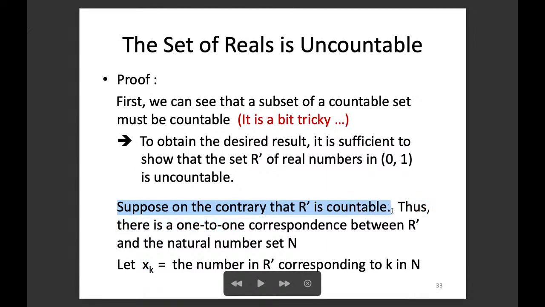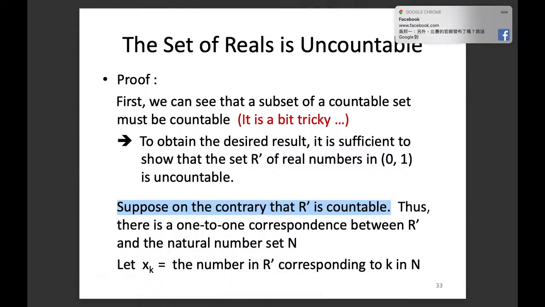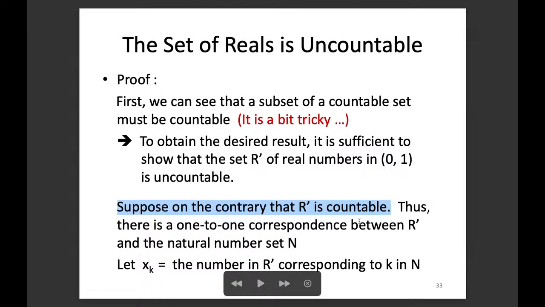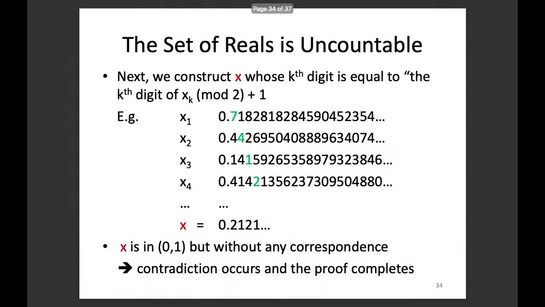We supposed on the contrary that R prime is countable, so this is wrong. And because this is wrong, what is right? The right thing is R prime is uncountable. It means that the bigger set containing this R prime is also uncountable. Okay, this is the hardest part for today's topic.